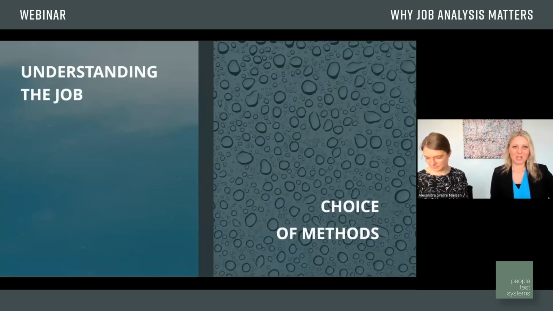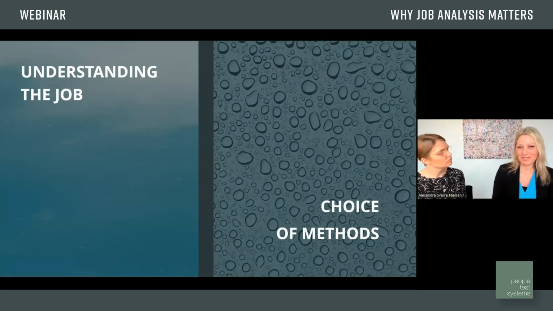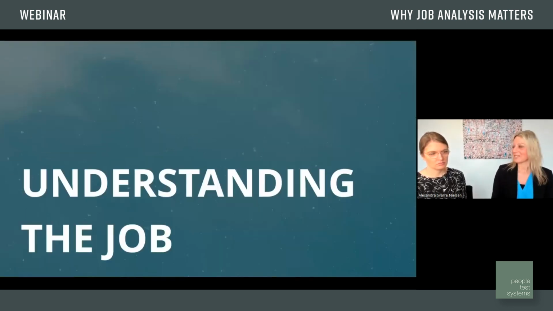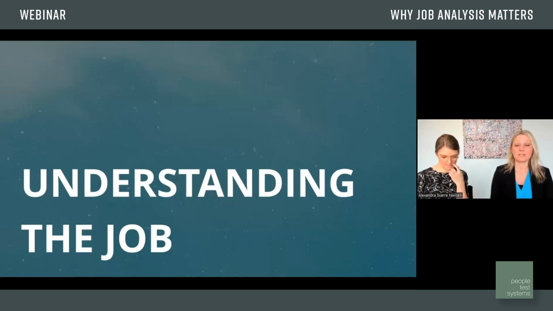Right. So let's dig into it, really. So what we're doing here, we're going to dig into some of the main conclusions in the report. And here we're starting at looking at understanding the job and the choice of methods. It's really two themes that we are going to dig into. And we start with understanding the job. And understanding the job is obviously under the job analysis, analyzing the job in order to find out what is really mandatory here.